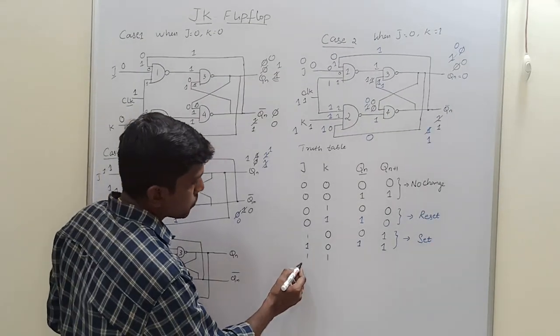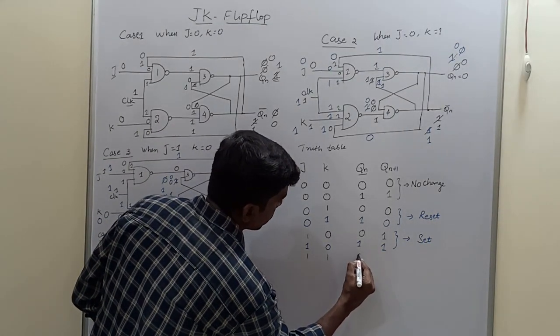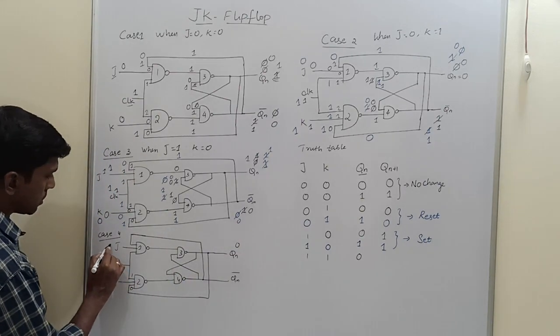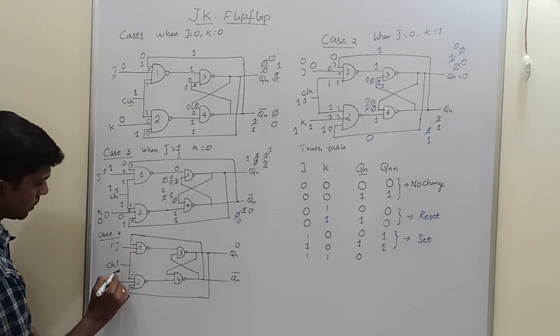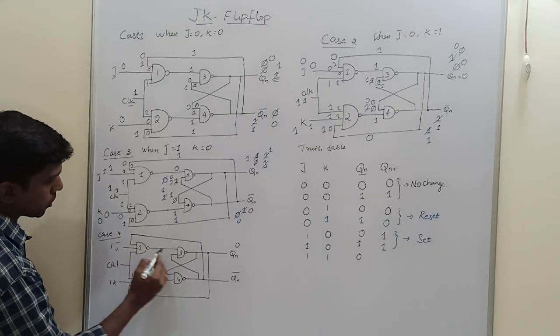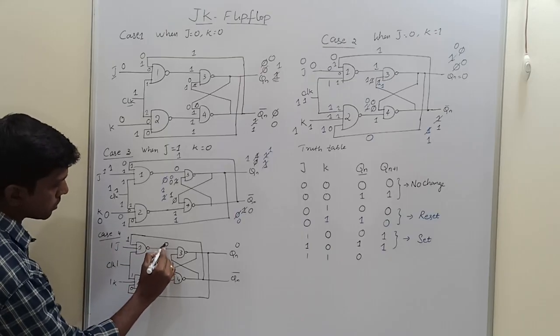So next one, case 4. J value 1, K value 1, let me assume Qn value is 0. So Qn value is 0, J value 1, clock 1, K value 1. So the first input comes from Qn bar. Qn bar is 1. So 1, 1, 1. The output is 0.